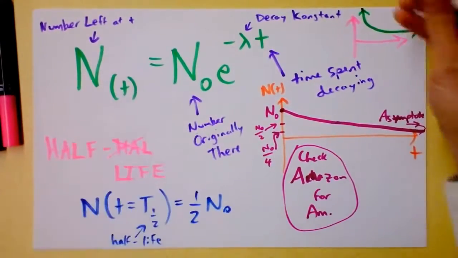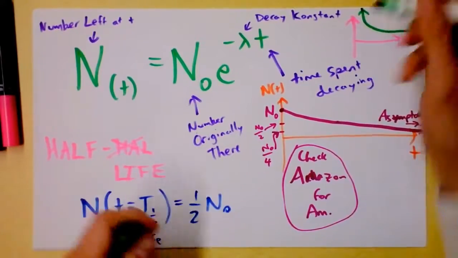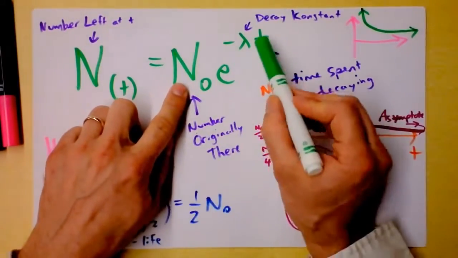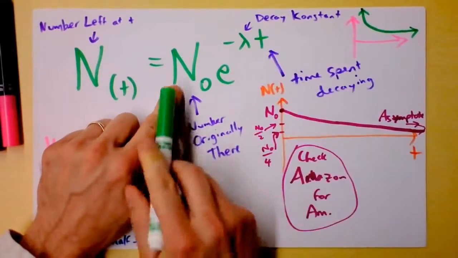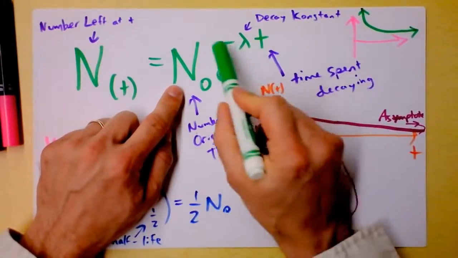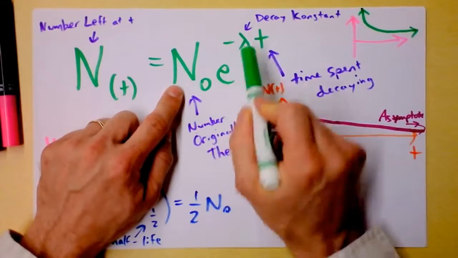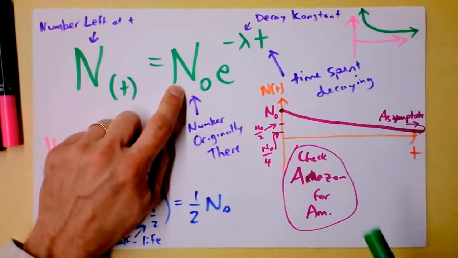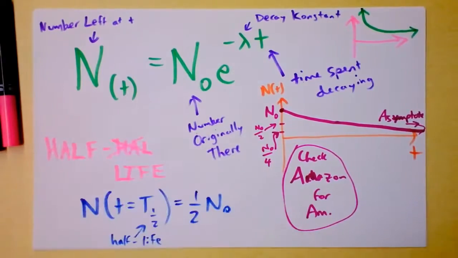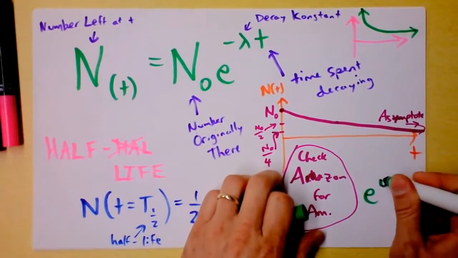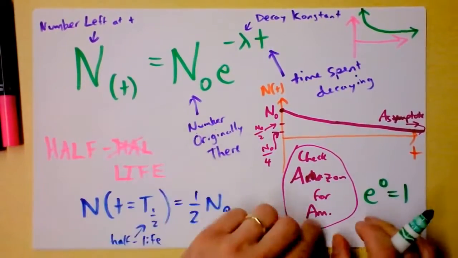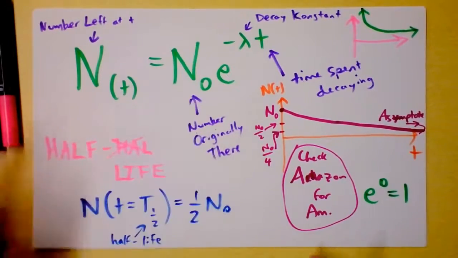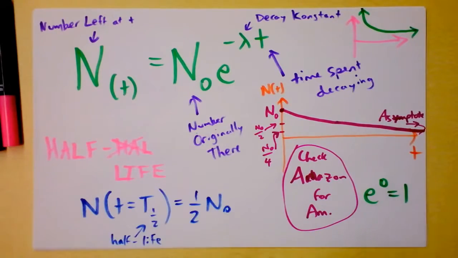Now, you can't start with an infinite number of things. You have to start with some number originally there. That means when time is 0 right here, you're going to have N naught times e to the negative lambda times 0. Now, e to the negative lambda times 0 is just e to the 0. And e to the 0 is one of my favorite numbers, 1. e to the 0 is 1. Let's make another mental note of that. e to the 0 is 1, which means that the number when time equals 0 is the original number. That's sort of the definition of the original number, so maybe I'm wasting your time.